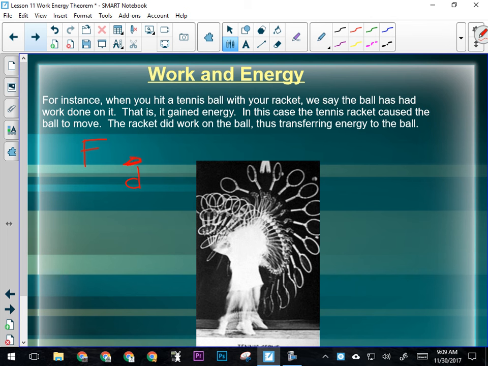A racket is not a paddle, right? The difference between a racket and a paddle is the face. A paddle is solid, a racket has strings. Everybody with me? What's the advantage of strings versus a paddle? Less air resistance. What else? Strings are elastic. What else? Lighter. Means I can move it faster.